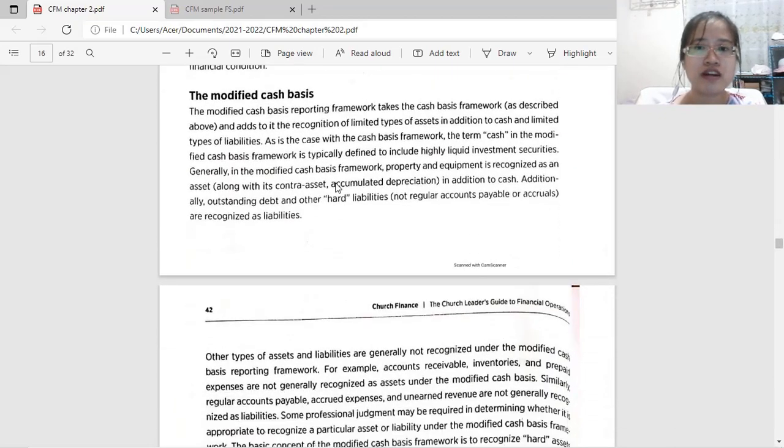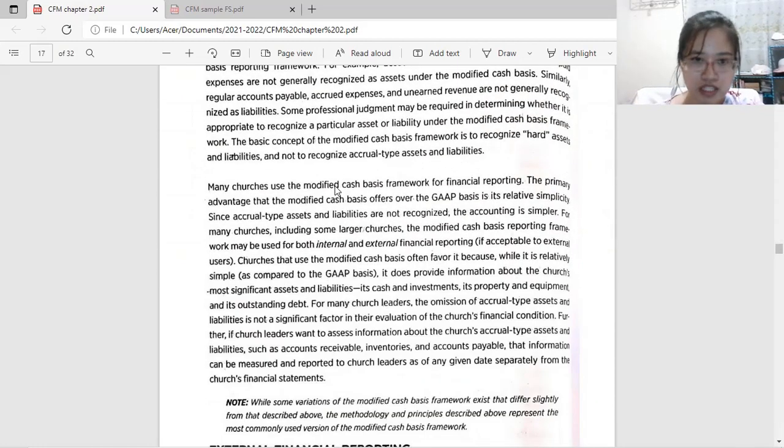And then the modified cash basis, essentially you're going to have to choose certain accounts for which you would use the cash basis, and then for other accounts, you would use the accrual basis. So it's essentially a mix of the cash and the accrual basis. It would depend on the accounts that will be applied. So you have the modified cash basis. Many churches use the modified cash basis for financial reporting.